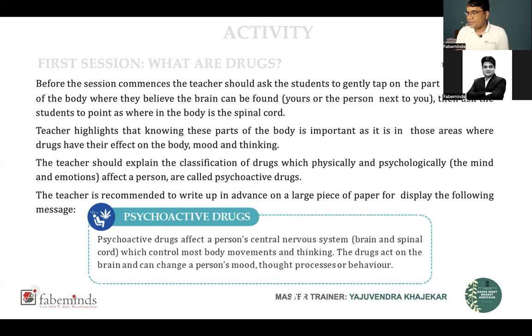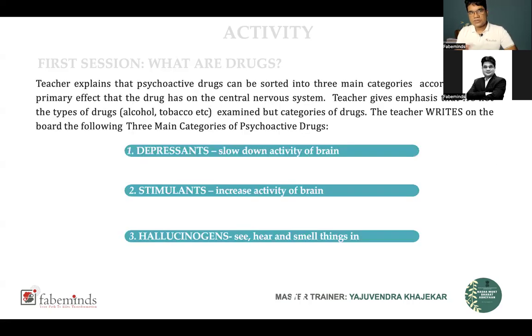Psychotic drugs affect a person's central nervous system. So they must know that the central nervous system is made up of the brain and spinal cord, which control most body movements and thinking. The drugs act on the brain and can change a person's mood, thought process, or behavior. So this is the message we need to tell them.